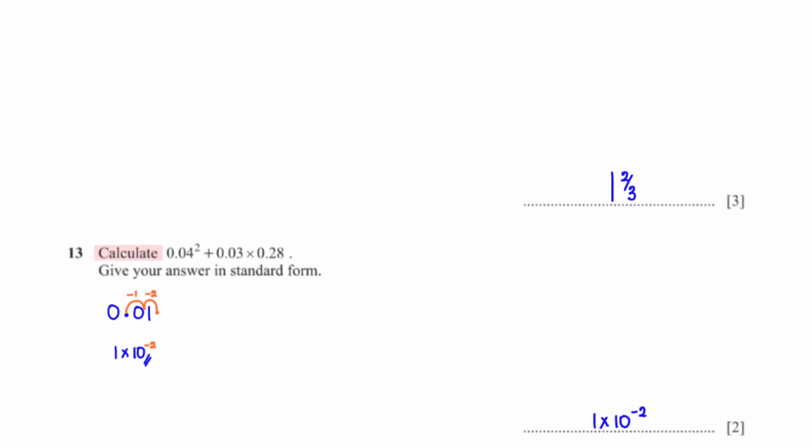Calculate 0.04 squared plus 0.03 times 0.28. Give your answer in standard form. When we type the given expression into the calculator, we get 0.01. To convert this into standard form, we move the decimal point to a position after the first non-zero digit, which is 1. Since we moved the decimal point 2 times to the right, we multiply 1 by 10 raised to the power -2. And so we have 1 times 10 raised to the power -2.